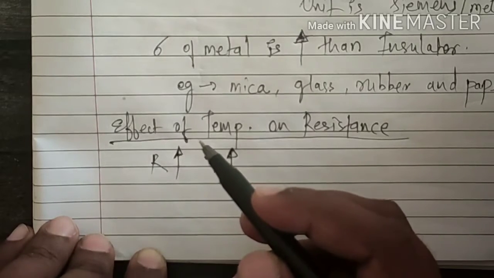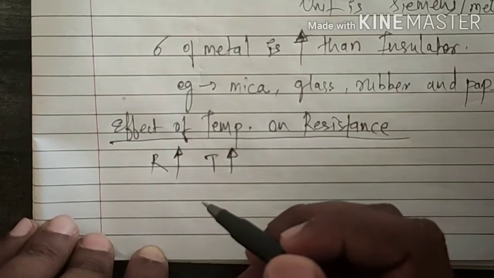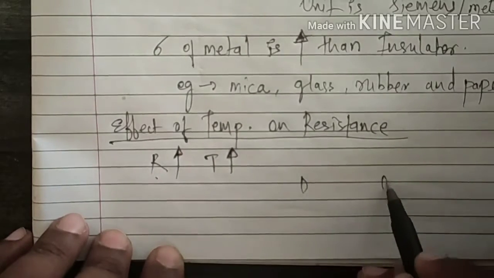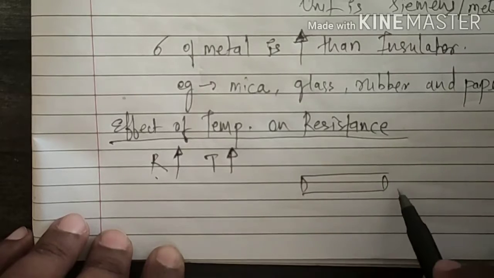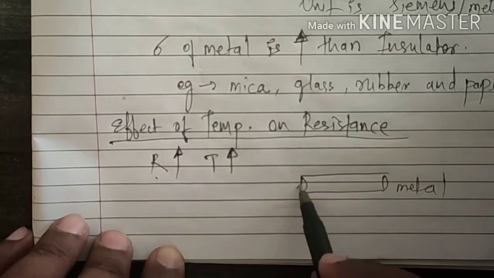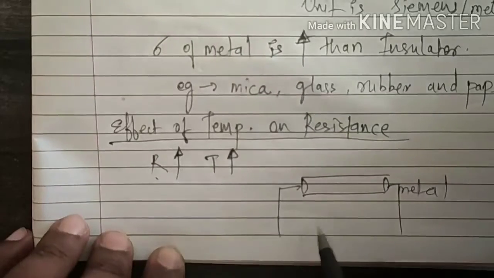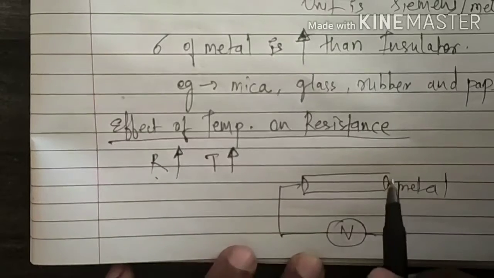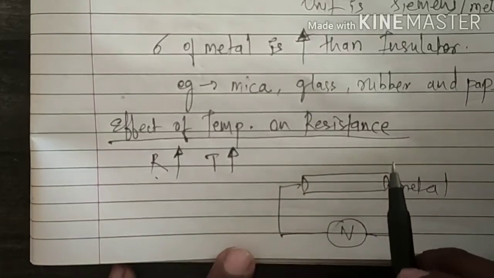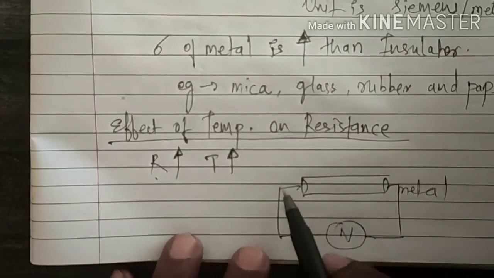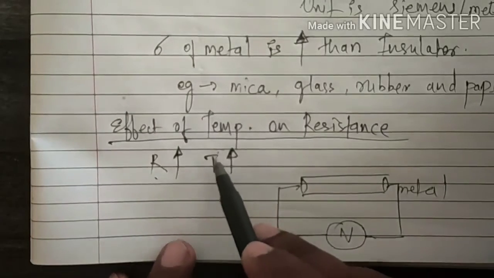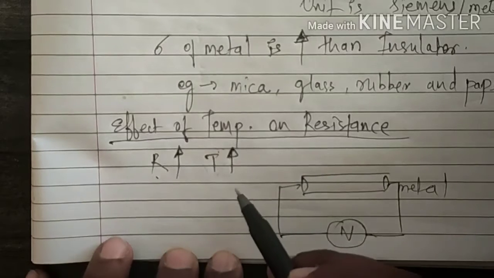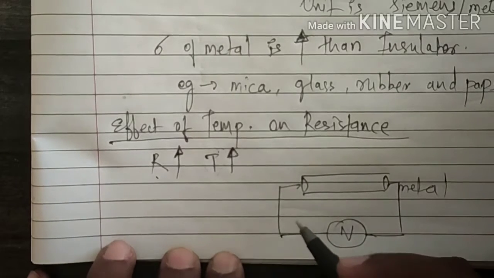The physical phenomenon behind this is when a material is subjected to a potential difference. If this is the conductor or a metal, and I am giving some potential difference or a voltage here, then the metal starts to heat. As the metal is heated, the temperature is going up, so the resistance value then increases.